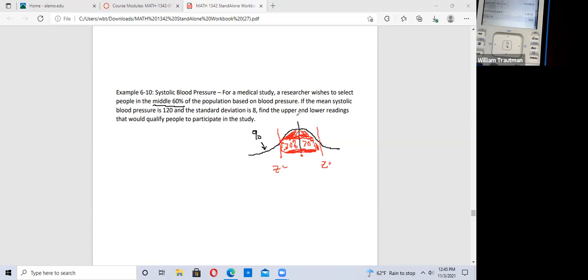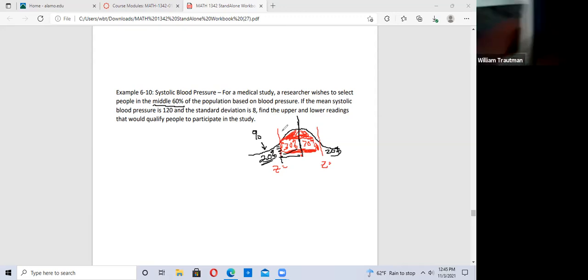If half of this is 50%, we already know 30%, this has to be 20%. You see, 20% and 30% is 50%. And this is another 20% since we did the middle 50. So now this is all total 100. So if I do inverse norm with 20%, I'll find the Z value because 20% is to the left of this Z value. Inverse norm 20%.